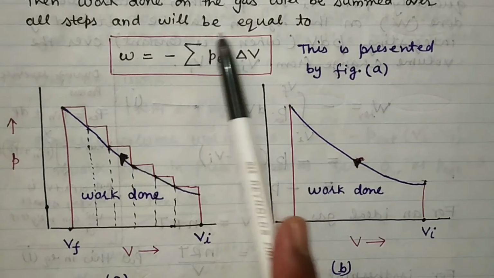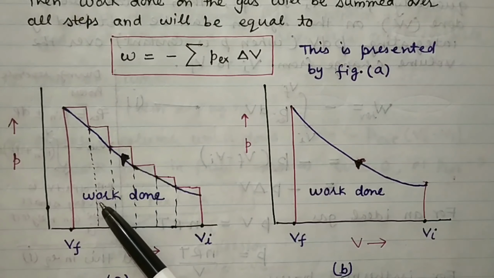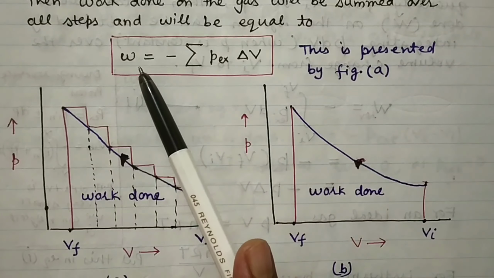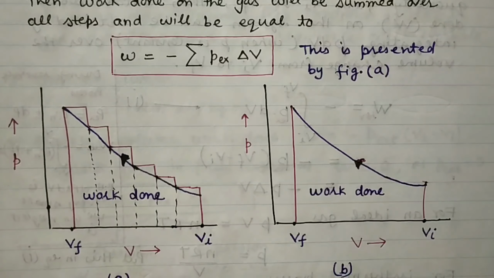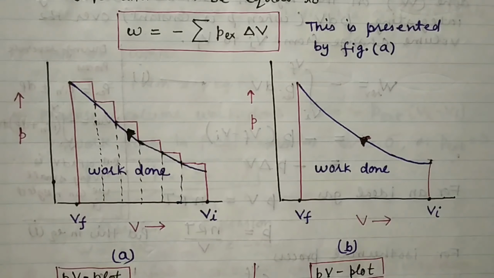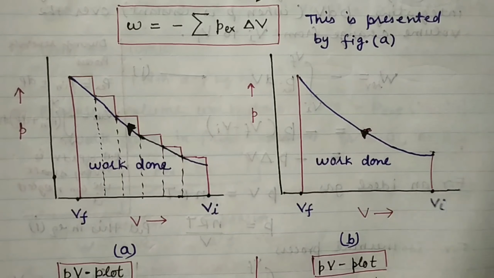steps, and will be equal to W is equal to minus summation, because we have to add all these steps, and then we will find the overall work done. This is represented by graph A, and this is for the reversible condition. This graph is for the reversible condition.